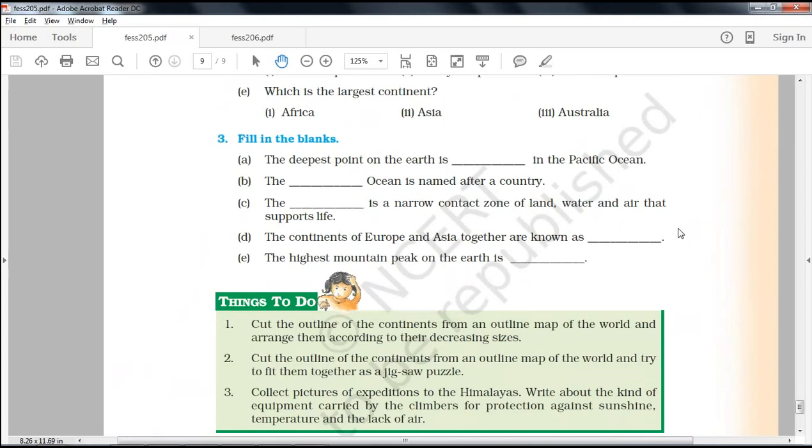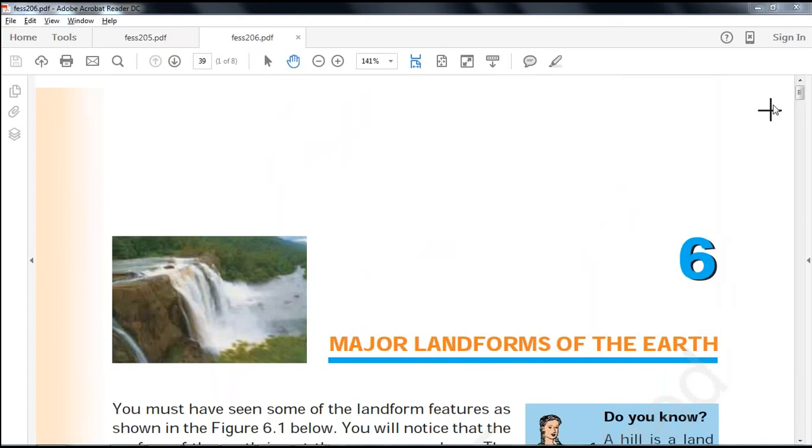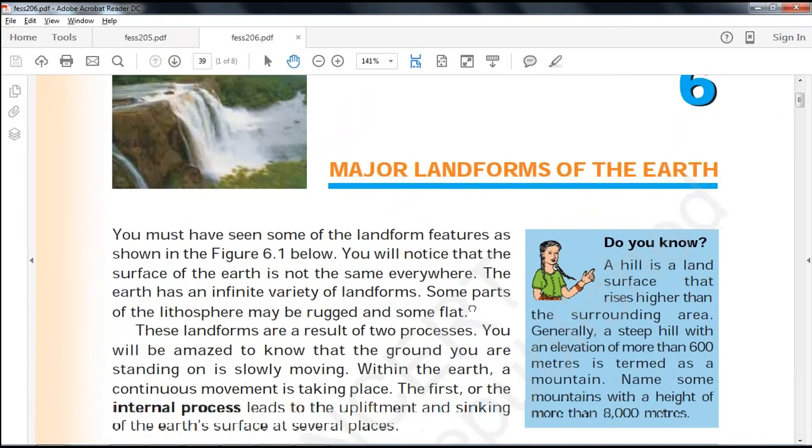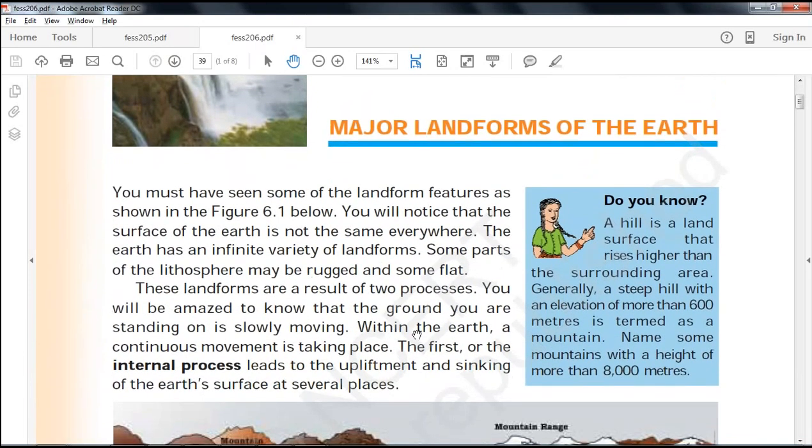Now we will go to the second lesson in this video, that is the 6th chapter, and its name is Major Landforms of the Earth. So we discussed about domains. Now we are coming into more details. This is geography. We are trying to explain the Earth's surface as a dwelling place of human beings.